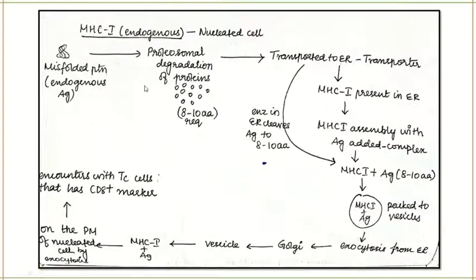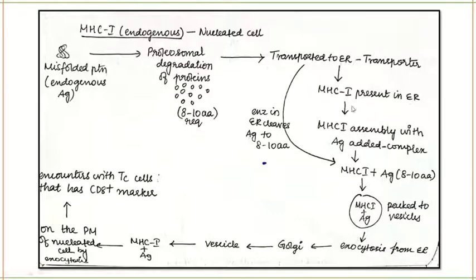So first let's study about MHC1, which will be processing endogenous antigens, and MHC1 will be present in all the nucleated cells. So you have, for example, a misfolded protein, which is an endogenous antigen. That will undergo proteasomal degradation, where the proteins will be fragmented into 8 to 10 amino acid sequences. That is the requirement here. That will be transported to the endoplasmic reticulum using a transporter. Okay. So MHC1 will be present in the endoplasmic reticulum.